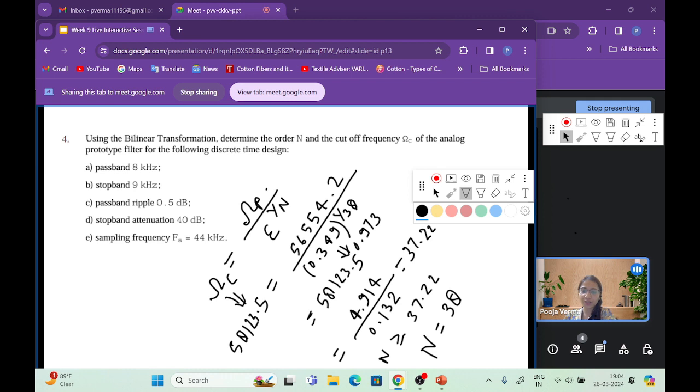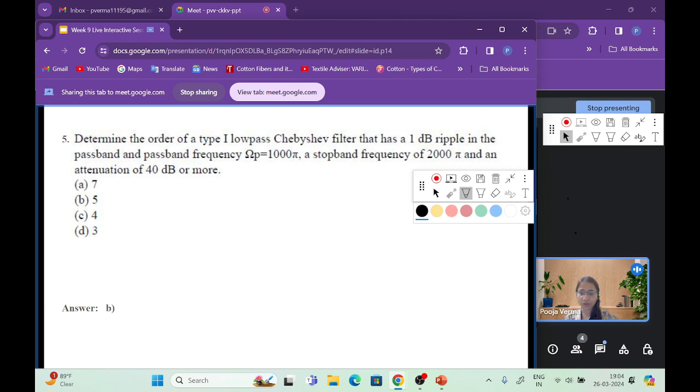There is a lot of calculation needed for these questions, so you can already take a calculator with you also. Okay, so moving to the next question.